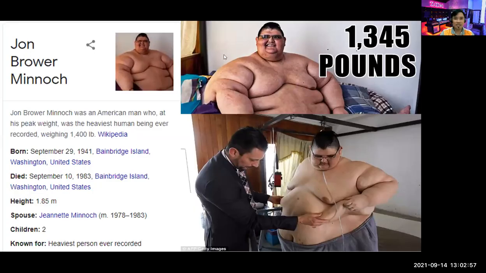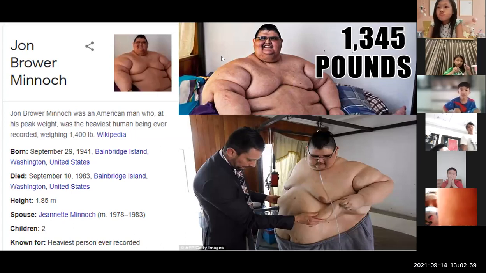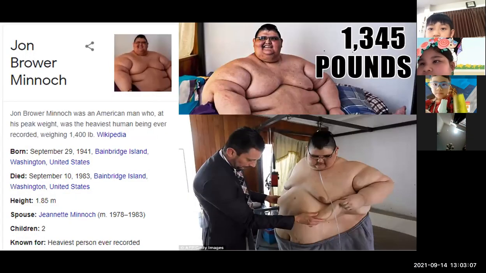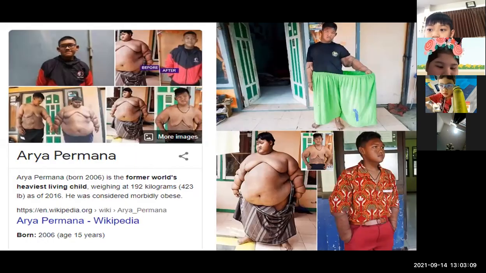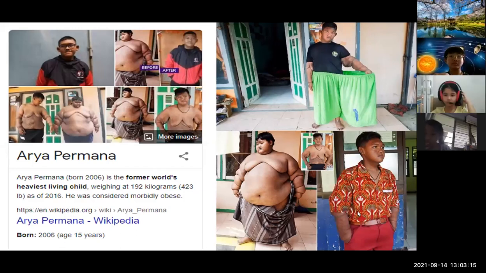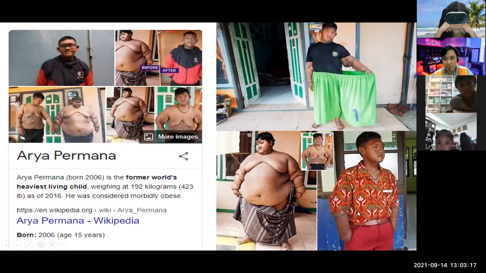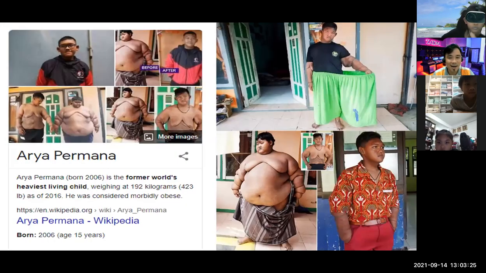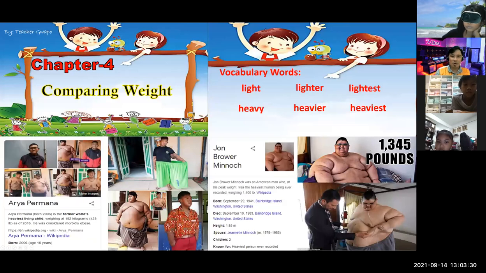Okay, so this is the heaviest man in the world and the heaviest woman in the world. Her name is Carol. The heaviest man's name is John. And the heaviest boy's name is Arya. Wow. So don't forget these names, okay? When someone asks you, who is the heaviest woman in the world? What's her name? The heaviest woman is Carol. The heaviest boy in the world is Arya. Okay, so don't forget. Chapter 4, comparing weights, is our lesson for today.